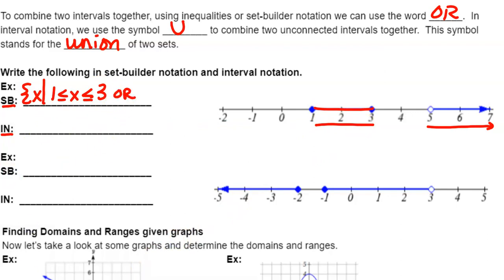Or, we're in set builder, so we combine with an or. Notice I'm looking at all the numbers that are bigger than 5, or greater than 5. So I can say I want all the numbers x that are greater than 5. And that would be my solution set in set builder notation.